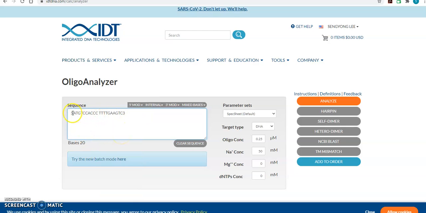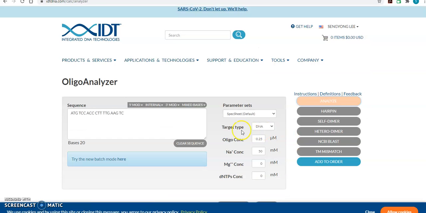You don't have to enter the 5' N symbol there. You just need to enter the DNA sequence only, and the 3' N should be removed as well. Okay, that's the sequence of your primer. Let's say that is what you like. Then you're going to analyze the sequence by clicking on the analyze function key there. Let's see what happens.